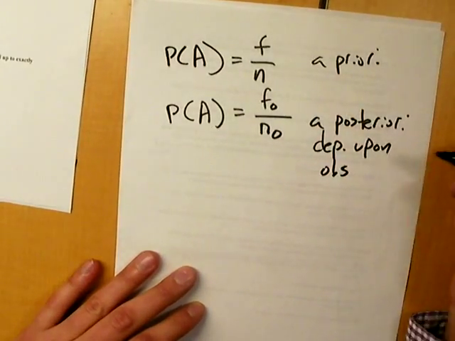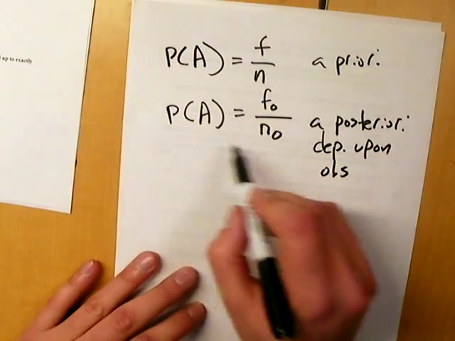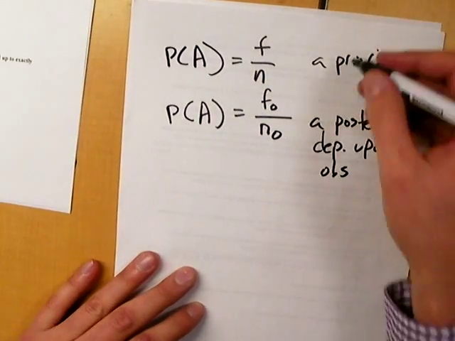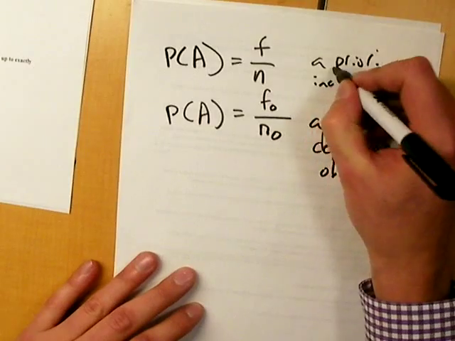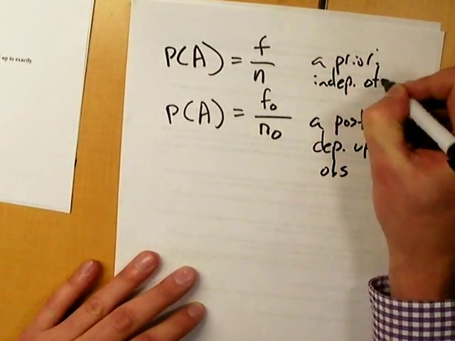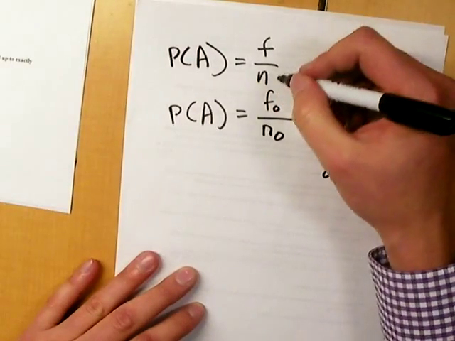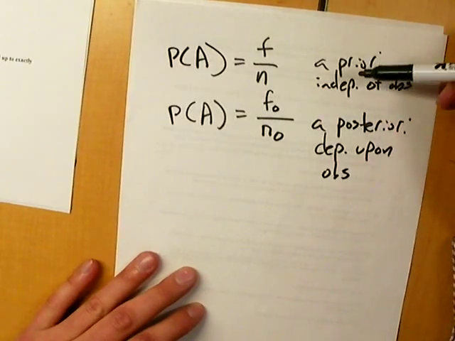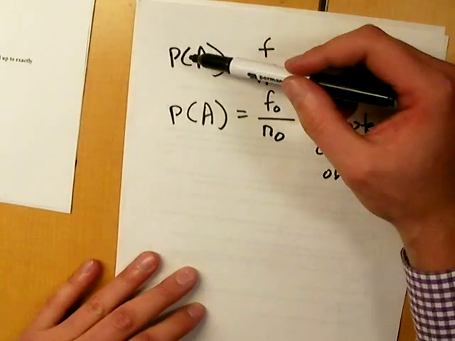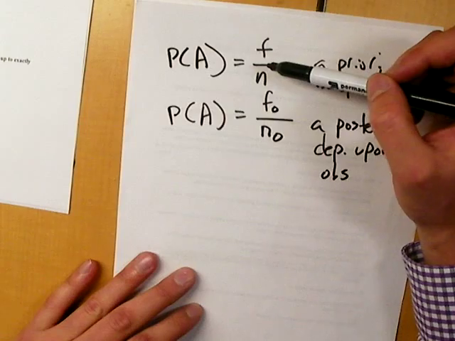And that means just the opposite. Dependent upon observation, that's the relative frequency theory. A priori meaning independent of observation. And so there's not an O there. Many things can be calculated a priori using the classical theory of probability.